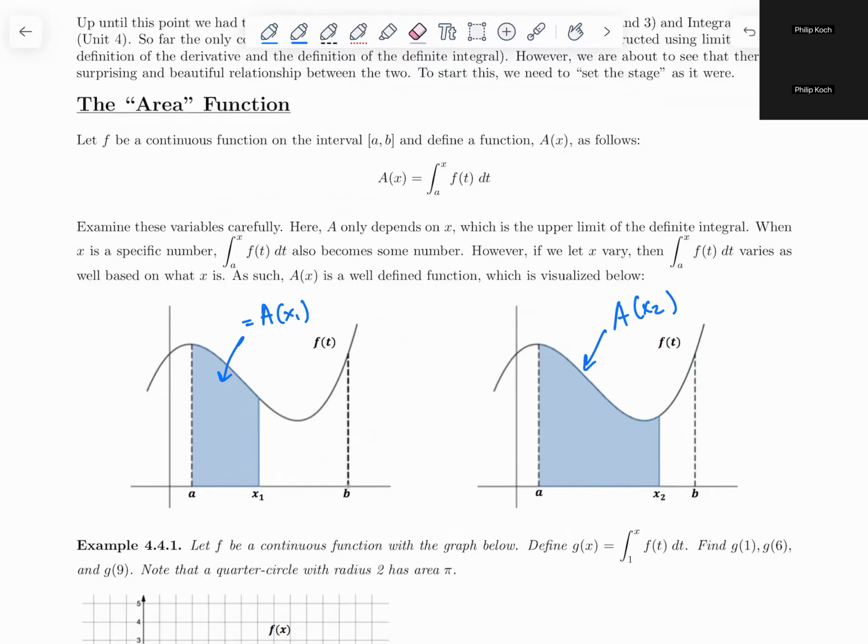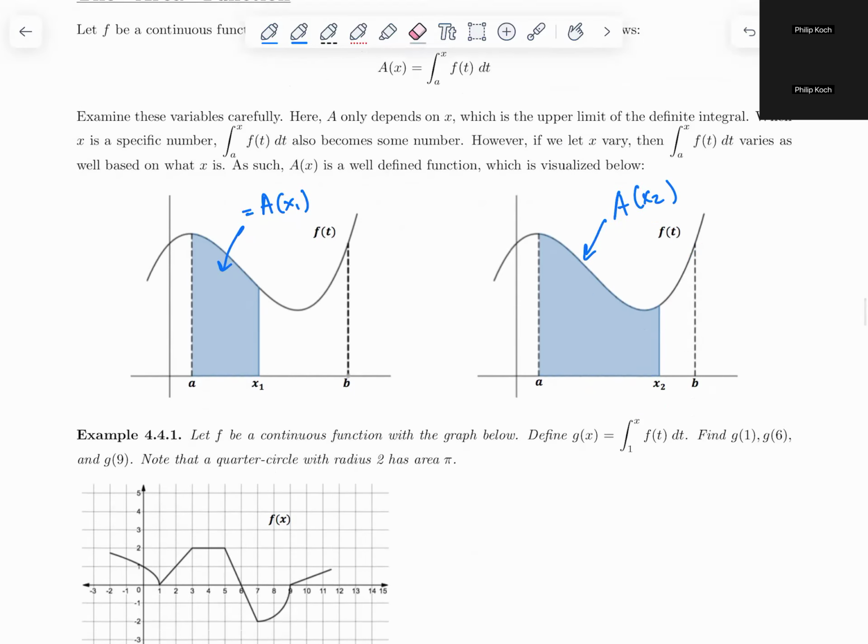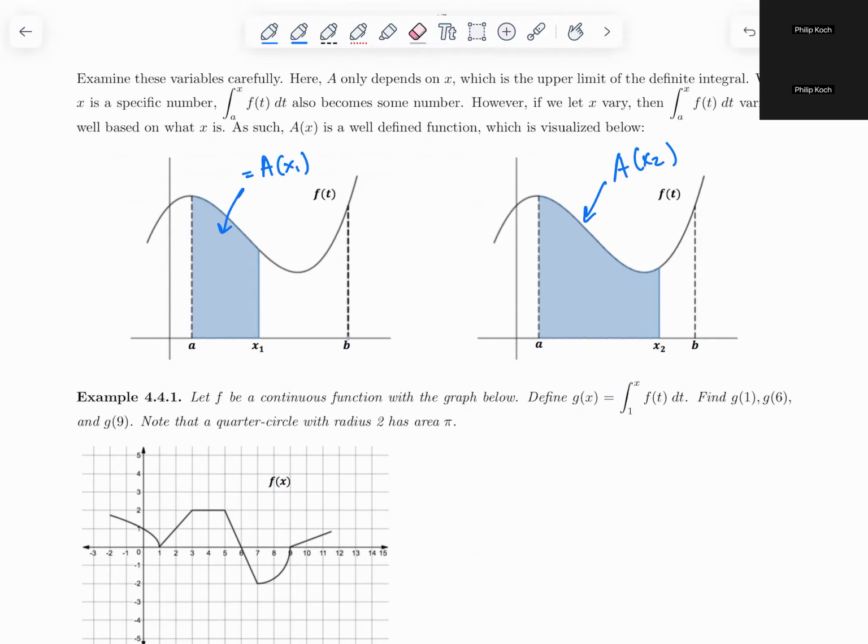Now, this function by itself may look a little bit stupid. It might look like its only application is figuring out the area on a certain segment, but I'll show you in a little bit that that's not true. This is an important function. So let f be a continuous function as we've seen below. It's not differentiable everywhere. It's got some corners and some cusps, but regardless. And define g of x to be the integral from 1 to x of f of t dt. So that's its quote-unquote area function, starting at 1 and going onwards.